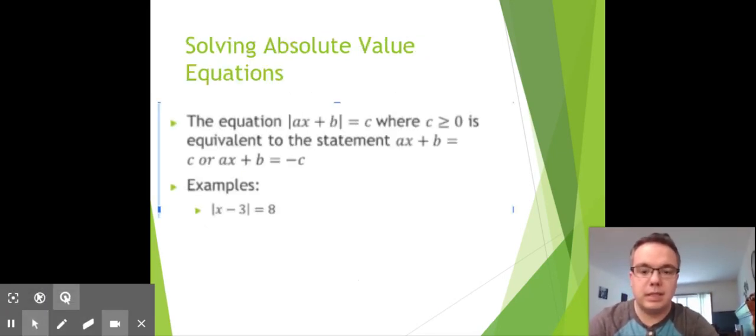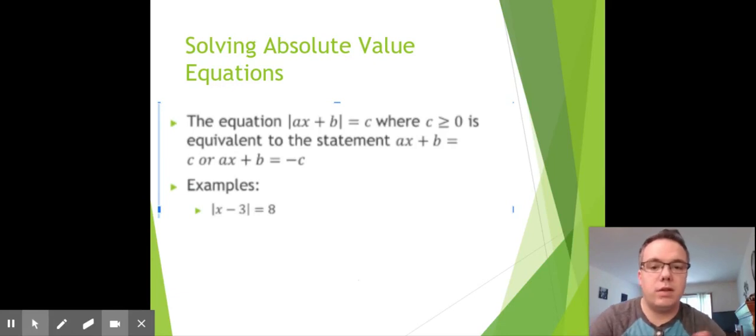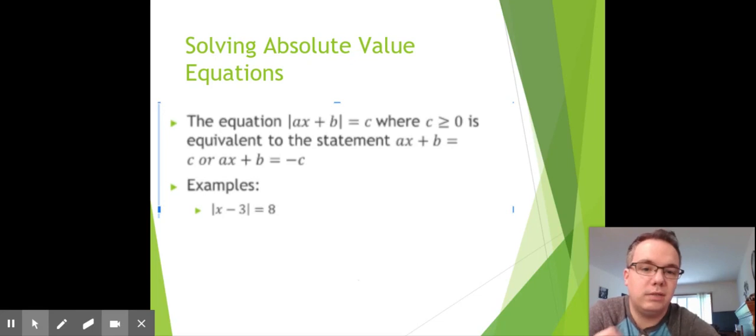All right, so let's see what we're going to do. This fancy algebra states that if we have an absolute value equation equal to a number that's bigger than or equal to 0, so it's positive, we're going to set that equation equal to that number and equal to its opposite. So let's see what that means with numbers.